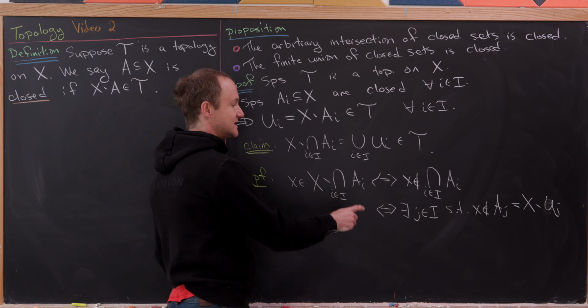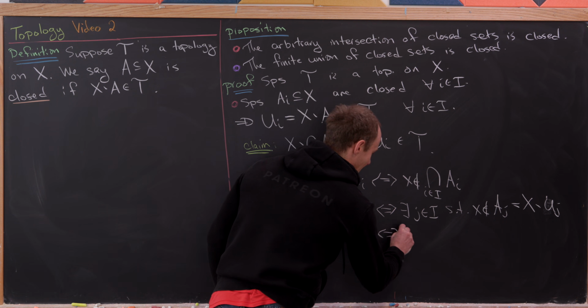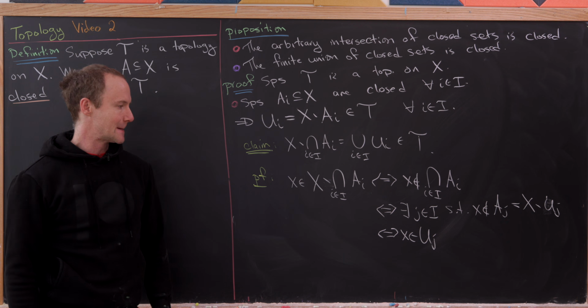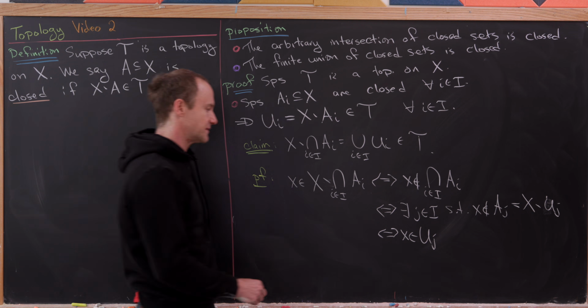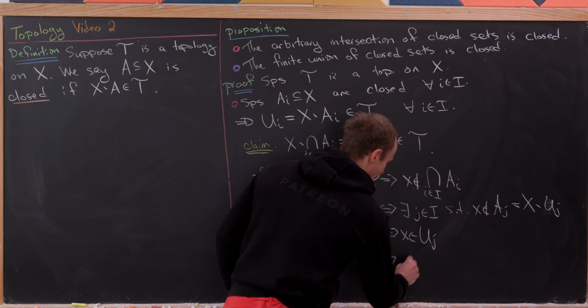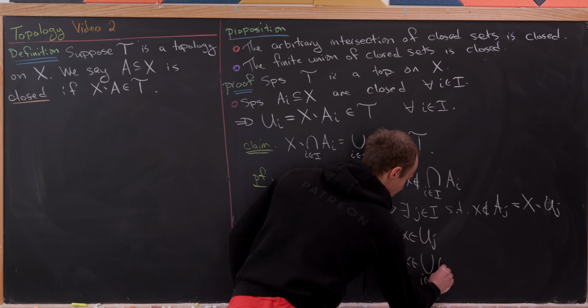But if x is not in X minus U sub j, that means that x is in U sub j. Okay, but then if x is in U sub j, then that tells us that x is in the union over all I in I of U sub I.